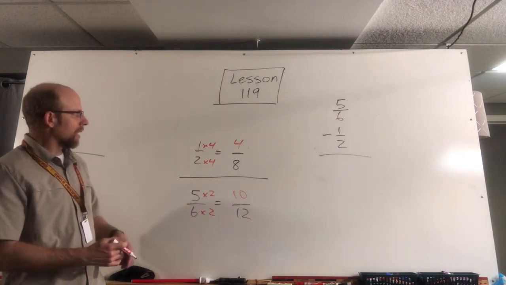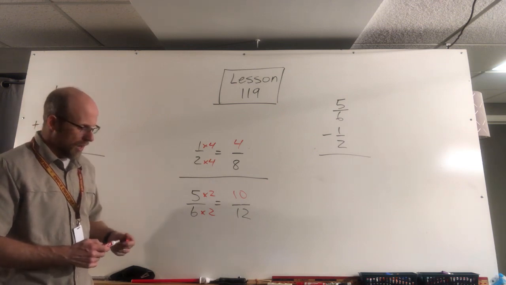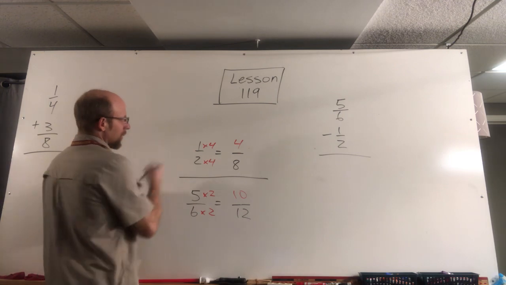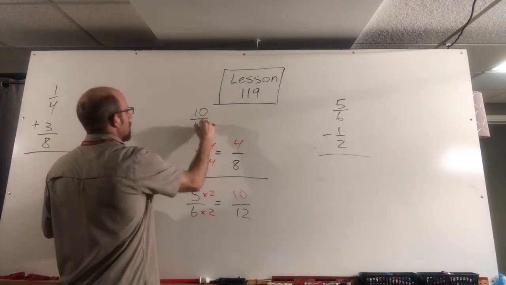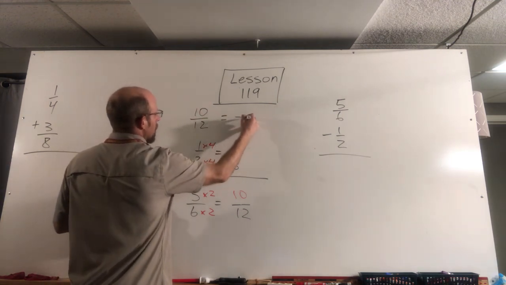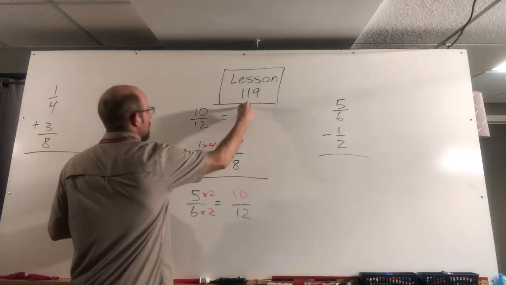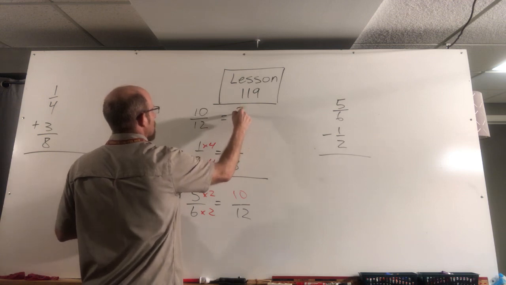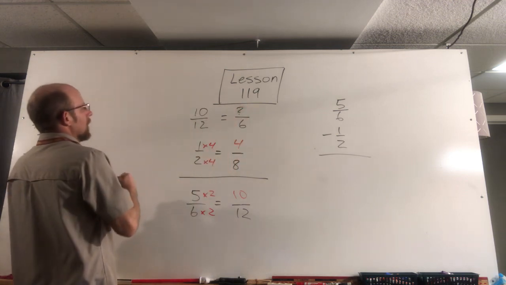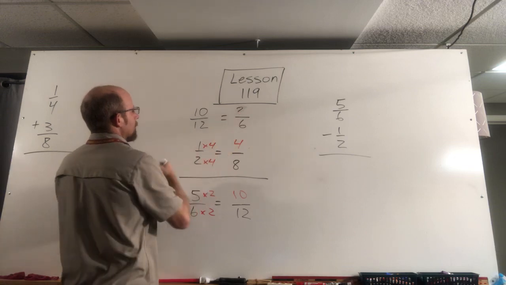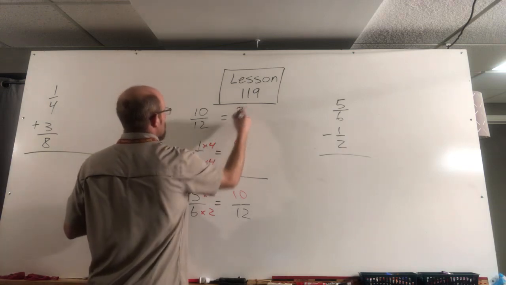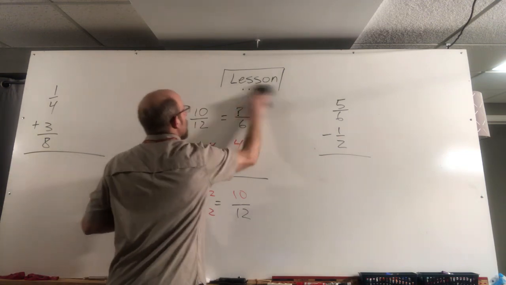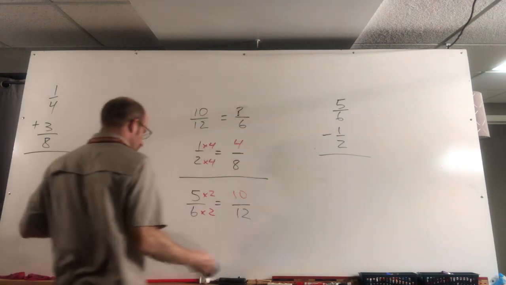Now let's just say that the order of those were switched around. Let's just say they gave us 10/12 equals question mark over 6. I'm going to erase this lesson 119 just so it's out of our way, and we can see our numbers a little bit easier.